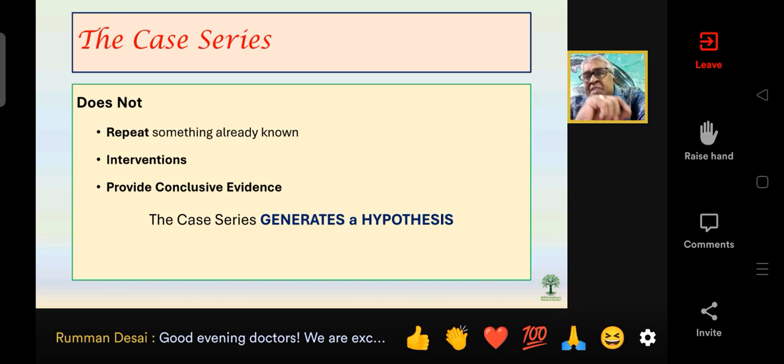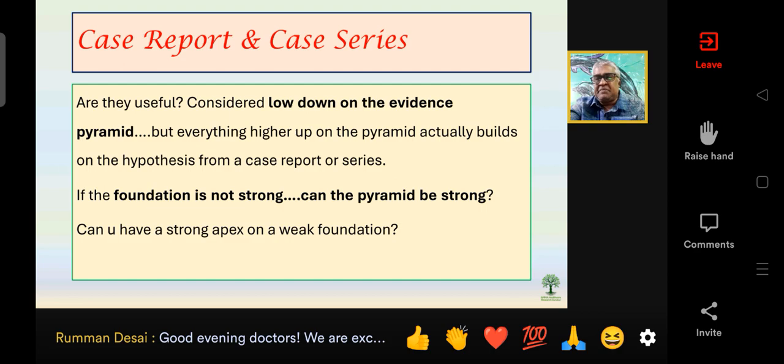Now, the case series is like the case report. It does not repeat something that's already known. It does not report on interventions. It does not provide conclusive evidence. It cannot tell you about the effectiveness of interventions. Again, the caveat there is that if it is a very rare condition, then you can use the case series to report on interventions, by stating the limitation that this is a series and we are not able to provide conclusive evidence, but we are generating the hypothesis that this particular intervention is effective. So that is the case report and the case series.